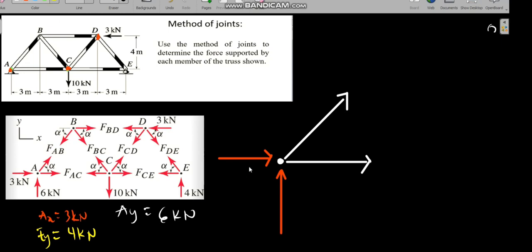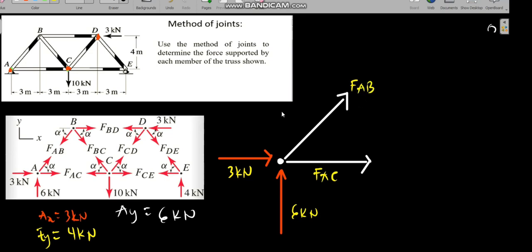We know this one to be AX, which is 3 kilonewtons. Let me write it here: 3 kilonewtons. And this one is AY, which is 6 kilonewtons. But what is the value of this? That will be FAC, the force in the truss from A to C. So let me name this FAC. And then this one is FAB, from this side to this side. So let me name this FAB.